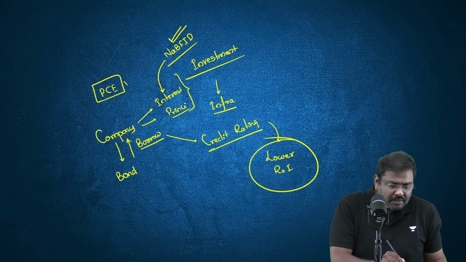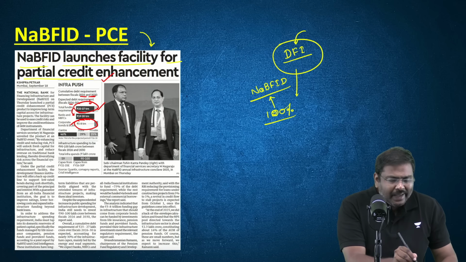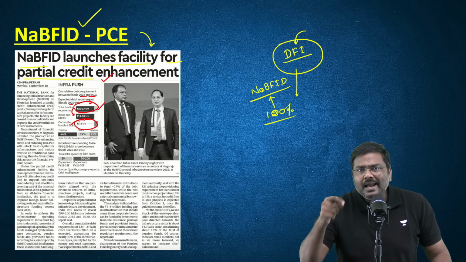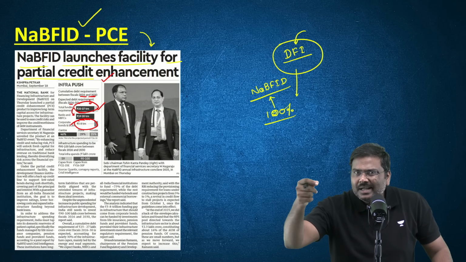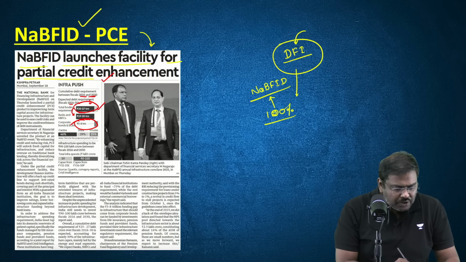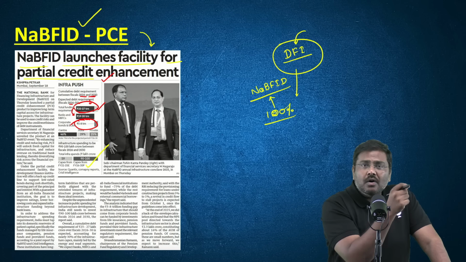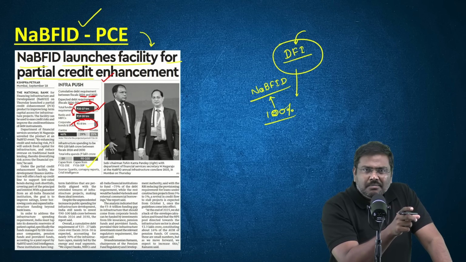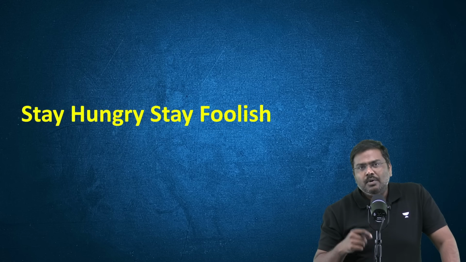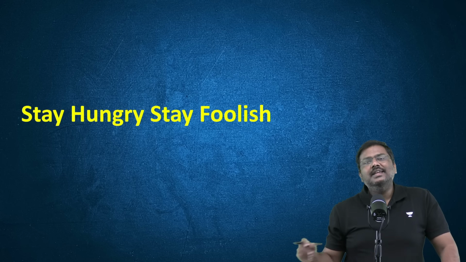So this is basically the model of partial credit enhancement that has been offered by NaBFID to multiple corporate borrowers, which will help them take debt from the market at a lesser rate. This is going to bridge the gap between the demand and supply of debt-related credit in the market for the corporate end. Right, so these are the various important articles, concepts, and questions associated with these articles.